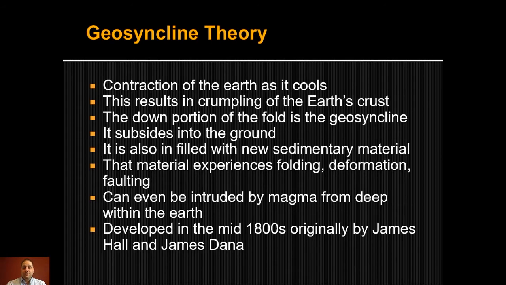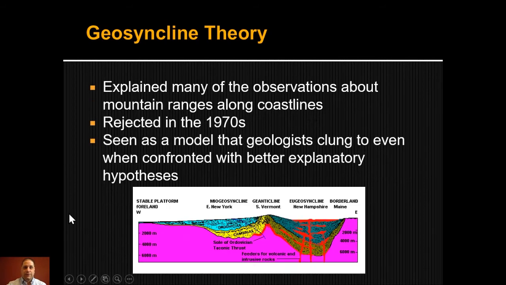And so it was developed in the 1800s. So this was not only in response to Alfred Wegener, but it was what was used against Alfred Wegener. It was developed in the 1800s by James Hall and James Dana. James Dana is like a famous mineralogist, as famous as a mineralogist can be, I guess, who developed a system of classifying different minerals that's still used now to classify minerals.